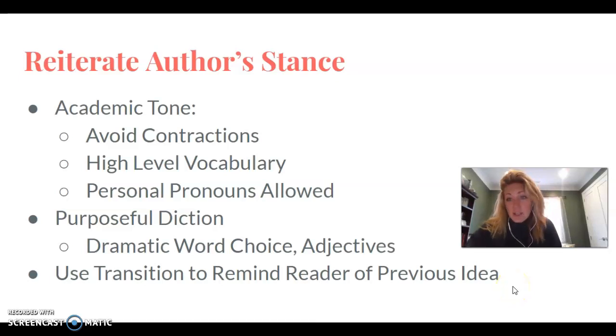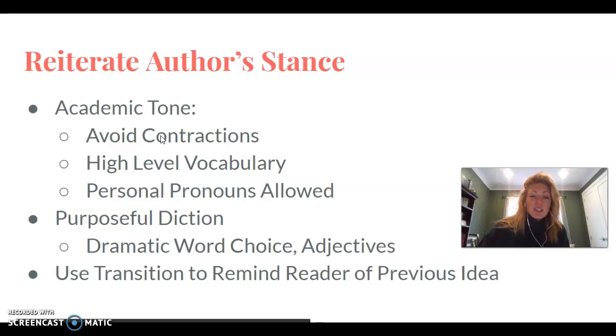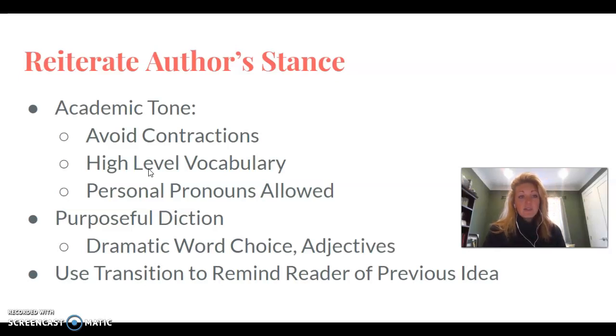Okay. Sorry guys. But with our academic tone, we still want to avoid contractions, which I saw a ton of in our first draft. We still want to have high level vocabulary and avoid those lame words, bad, sad, mad, glad, all of that. And then you can use personal pronouns in this paper, especially because you're addressing a specific audience. If you're saying we or I, that is okay, as long as you've established that you are a credible source or that you have experience with the topic or you've done a lot of research about that topic to really relay.